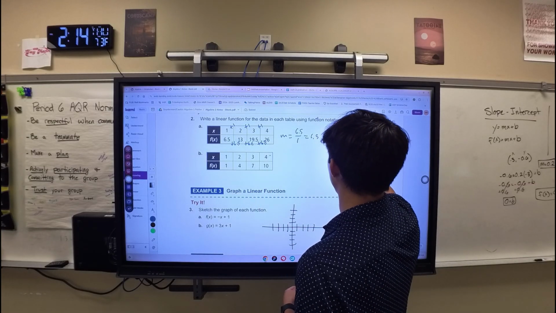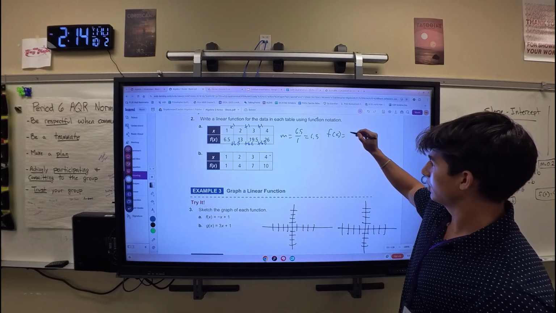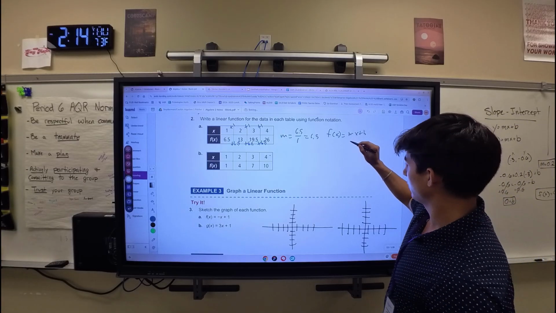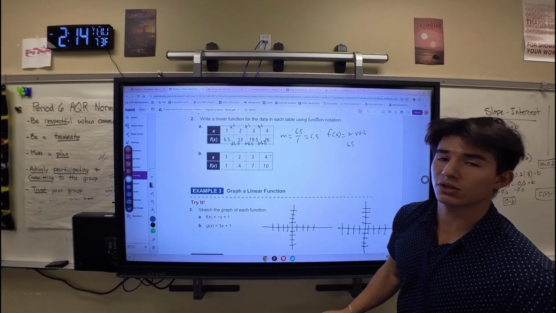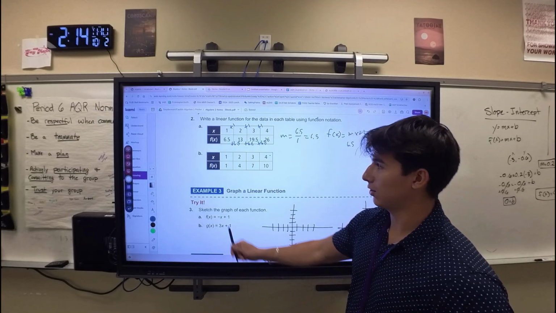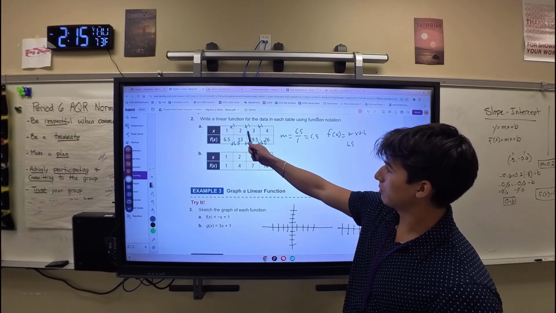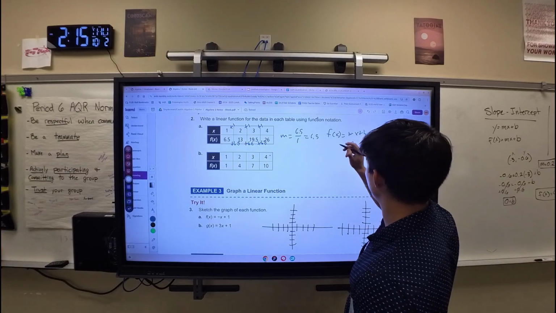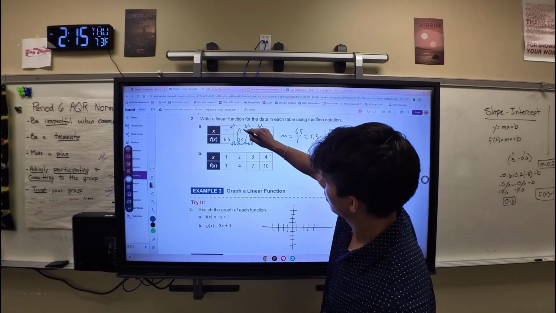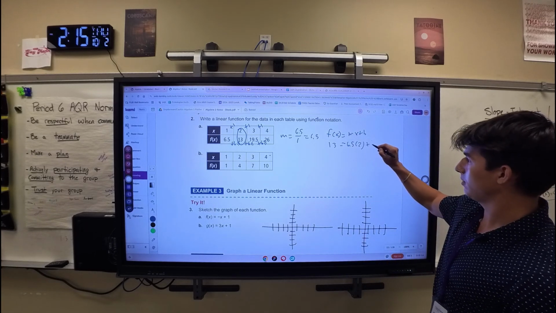So we're going to start with our form for an equation, slope-intercept, equals mx plus b. So we have m, so 6.5. And now we're just going to pick one of our points to use as y and x that we're going to use to solve for b. So f of x in this example was, we'll use this point, we'll use point 2, 13. So this equals 13. X in this case was 2. So we'll have a 2 right there, plus b.